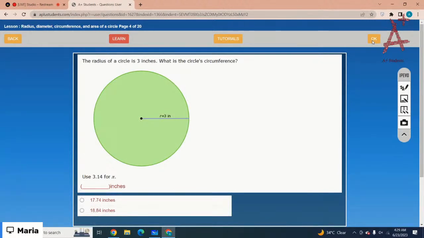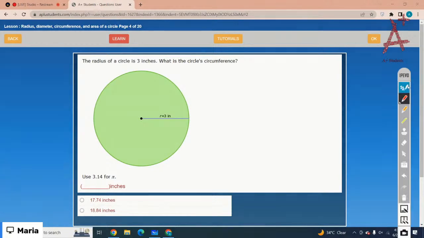Okay, the radius of the circle is 3 inches. What is the circle's circumference? You are given the radius is 3. You have to calculate the circumference. So circumference is 2 pi r. Just put up the values. 2 times 3.14 times 3. Got it? Just multiply them and it would be 18.84. The correct option is 18.84. Got it?